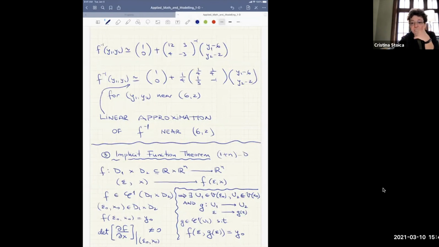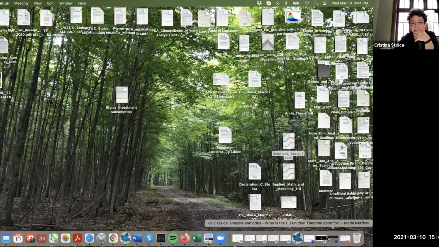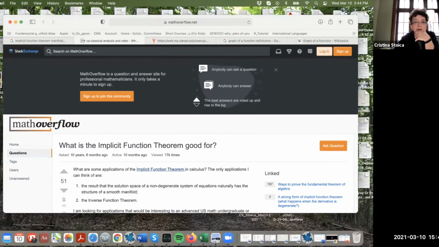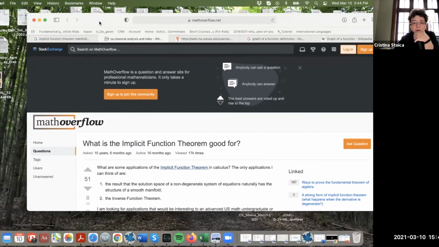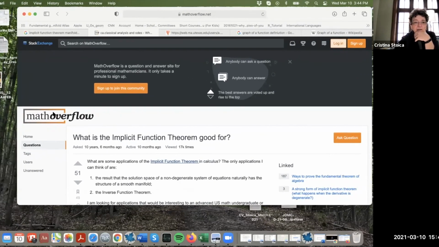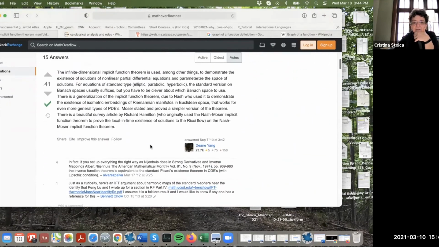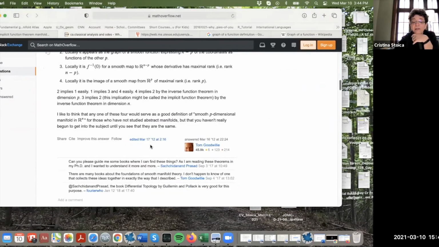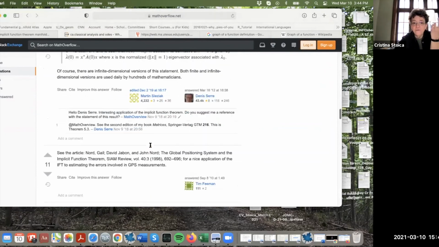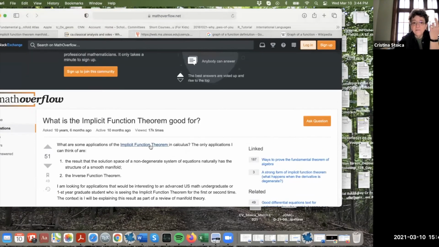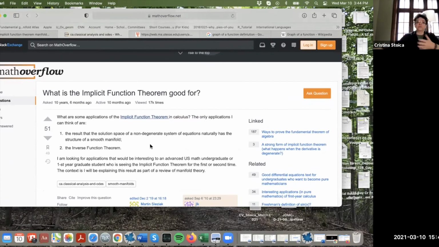I'm moving to my desktop, and if you look on Math Overflow, I was just Googling this stuff. You ask, what is this good for? Look how many examples are here, 15 examples. I will put the link on YouTube, and I invite you to read, because this theorem is important not only for persistence of roots of equations, but to show that a function is a graph, in manifold theory, in pure math, in Nash equilibrium.